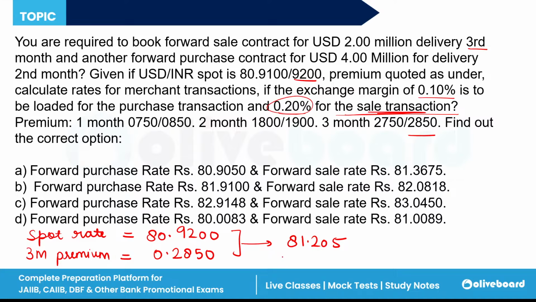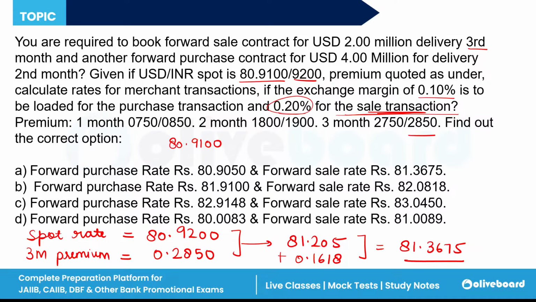Now we have to add the margin, which is 0.20% for the sales transaction. So add the margin, which is about 0.1618. That will equal 81.3675. Right? Now we have to calculate the forward purchase rate. How to calculate the forward purchase rate? You can see the spot which has to be taken is the lower rate of the market in the case of forward purchase. So what is the lower rate here?